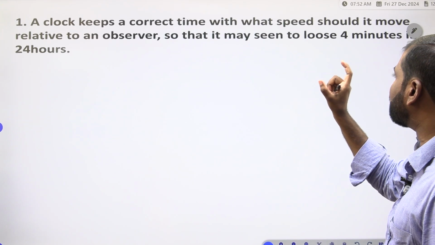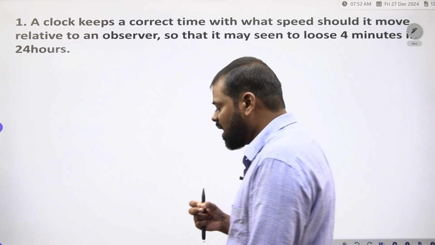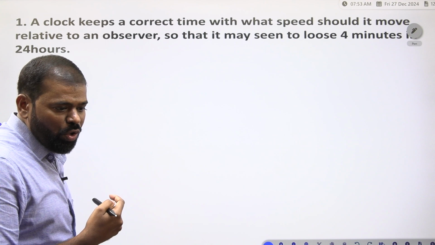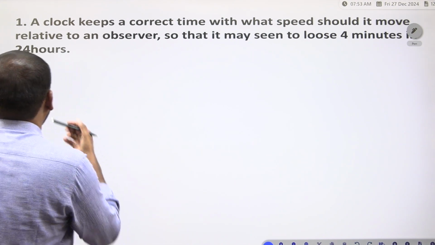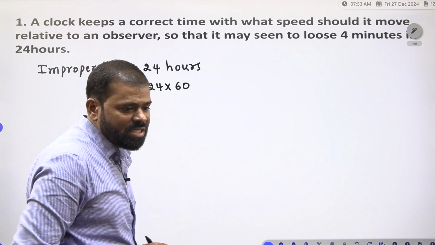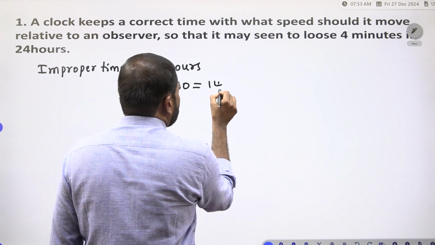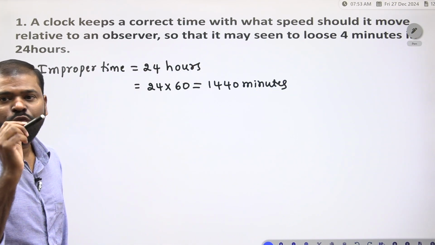A clock keeps correct time. With what speed should it move relative to an observer so that it may seem to lose 4 minutes in 24 hours? Losing time is the time dilation time. Gaining time you have to consider as improper time. So the improper time is equal to 24 hours. 1 hour is equal to 60 minutes, so 24 into 60 is equal to 1440 minutes we are taking.